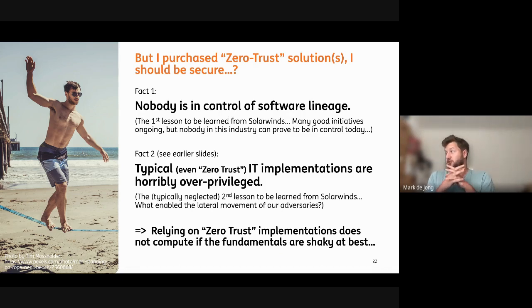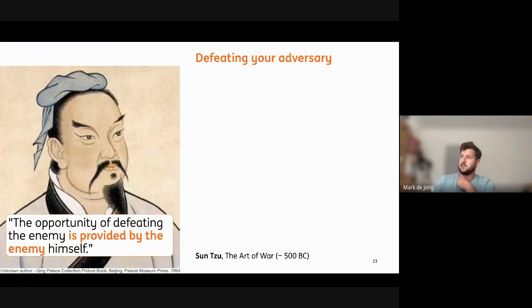In addition, people usually trust software from IT solutions they purchase, but don't take into account that those might be overprivileged. For example, if we go back to SolarWinds, the elevated privileges used by the Orion components enabled lateral movement and takeover of systems. And therefore, relying on zero trust implementations does not compute if the fundamentals of it are shaky at best, which is not really a surprise. Wise men already highlighted the dangers of not addressing weaknesses 2,500 years ago, which is actually a man called Sun Tzu, the author of the book The Art of War.